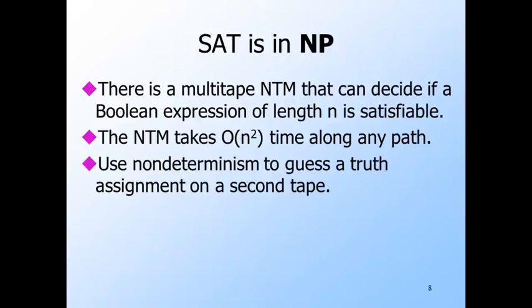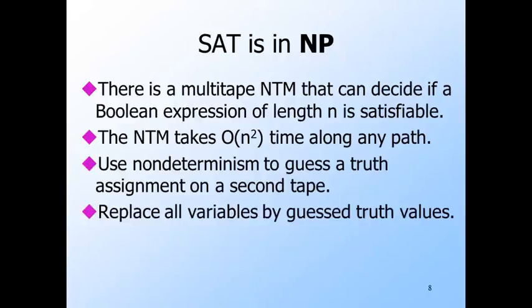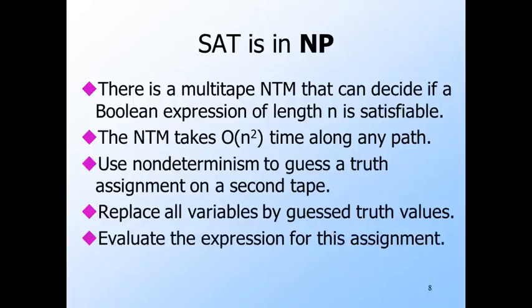The power of non-determinism lets us guess a truth assignment. We'll use a second tape to write down the guess of a truth value for each variable. Then, in the expression itself, replace each variable by its guessed truth value. We can now evaluate the expression bottom up. The non-deterministic machine accepts if the value of the expression with this assignment is true.